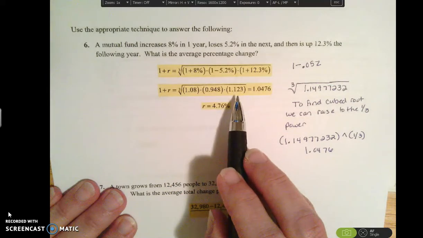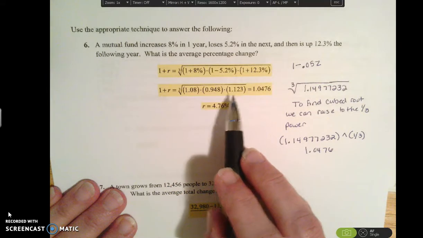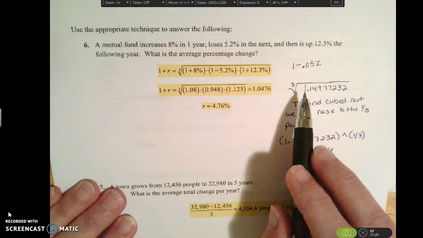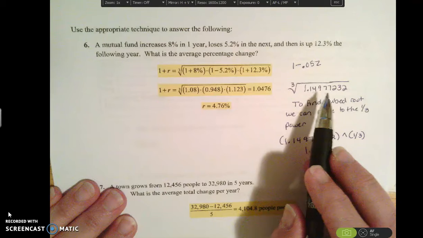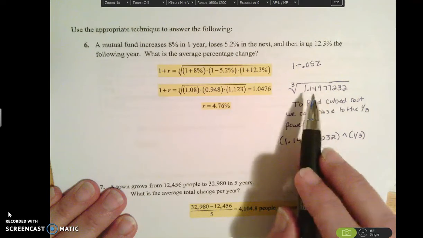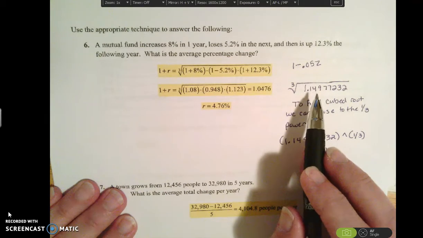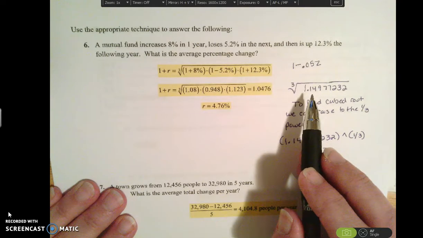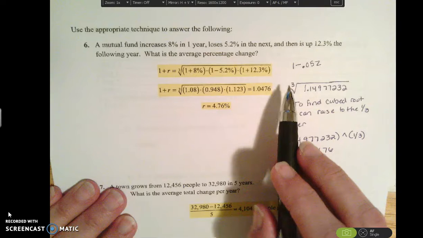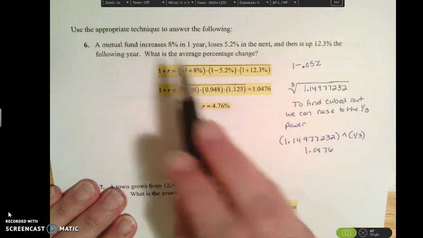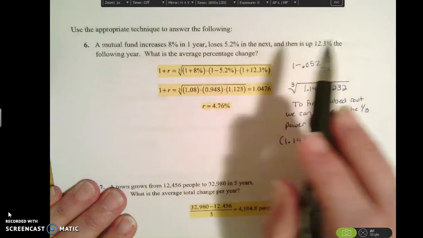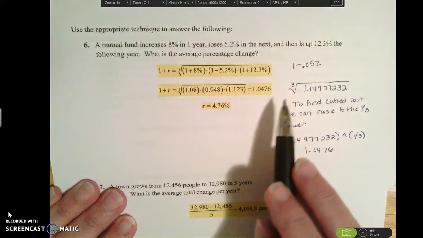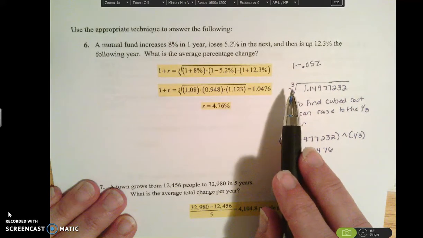And then 1.123. If I multiply all those numbers together, I get 1.14977232. Try not to round this number off, because when you put it into MyMathLab, it has a tendency to give you errors if you round it off too much. I need to take the cube root, because there were 3 different years. I have to have a power of 3, or a root of 3.